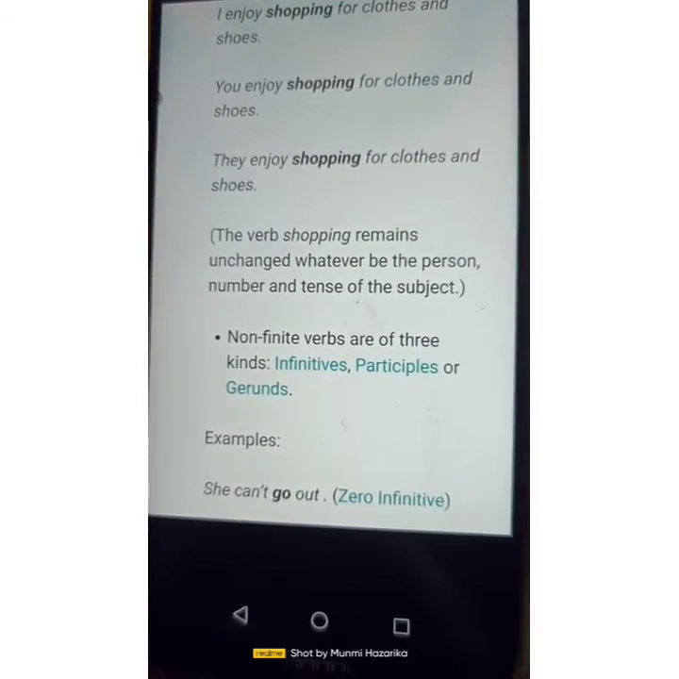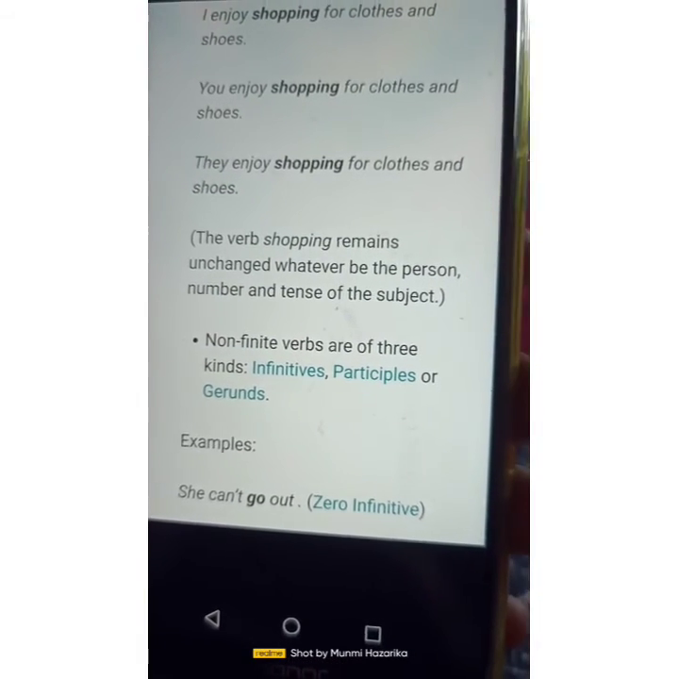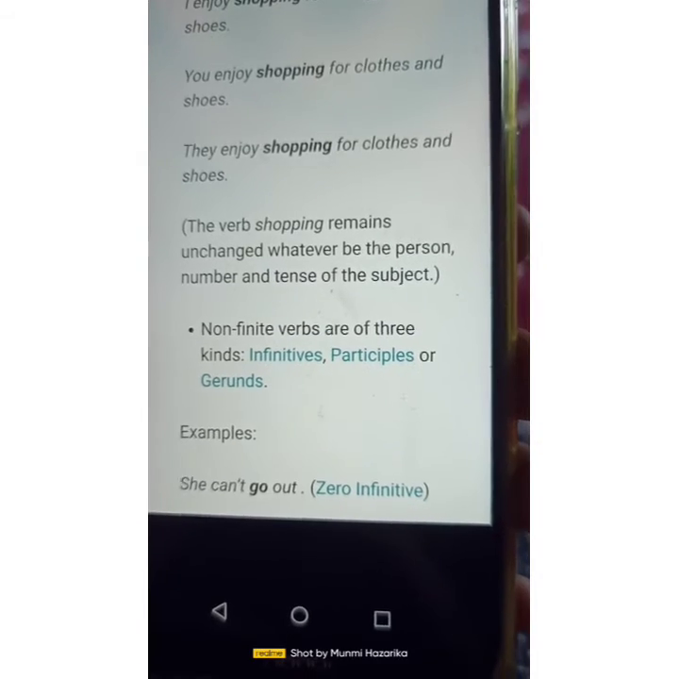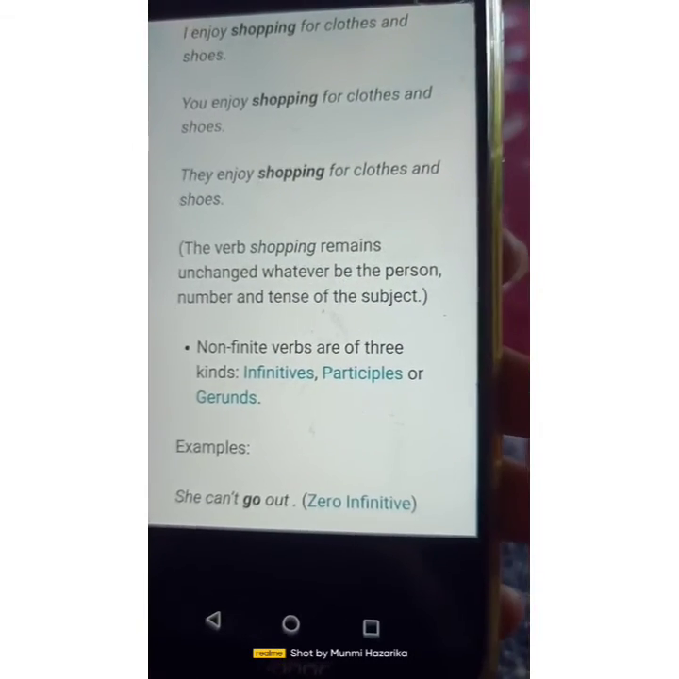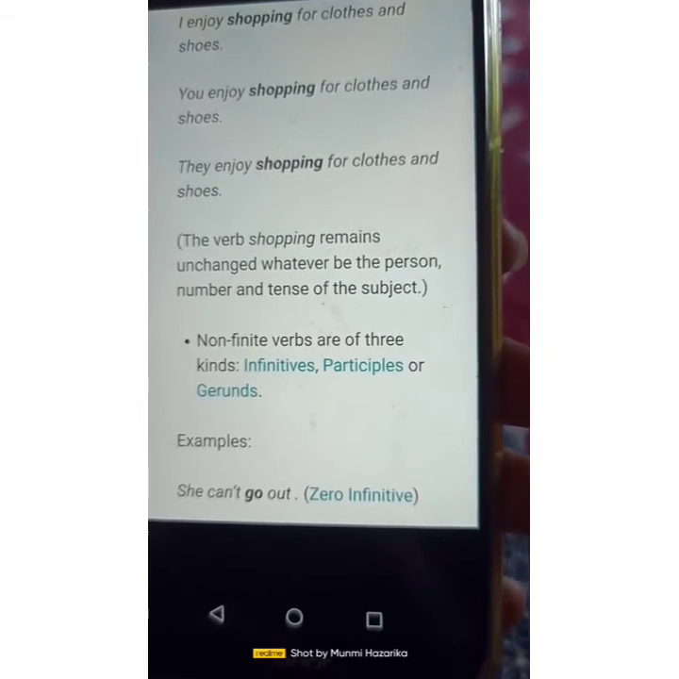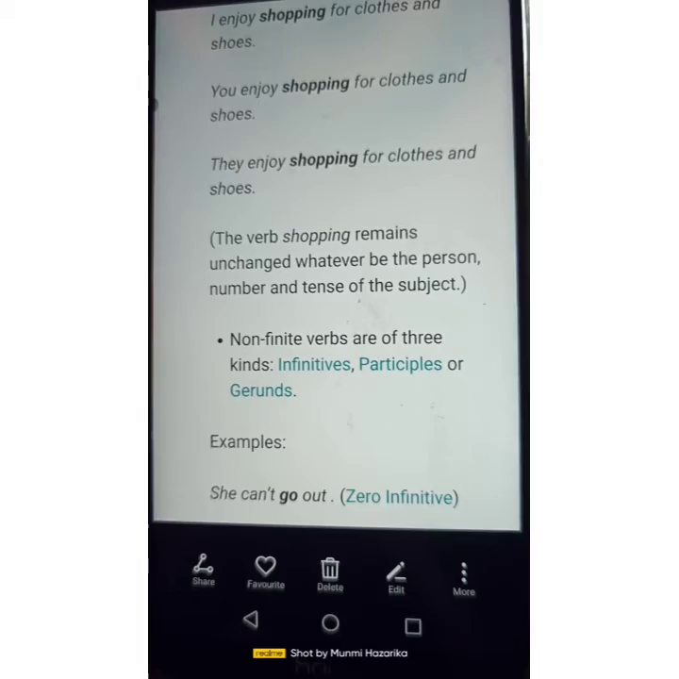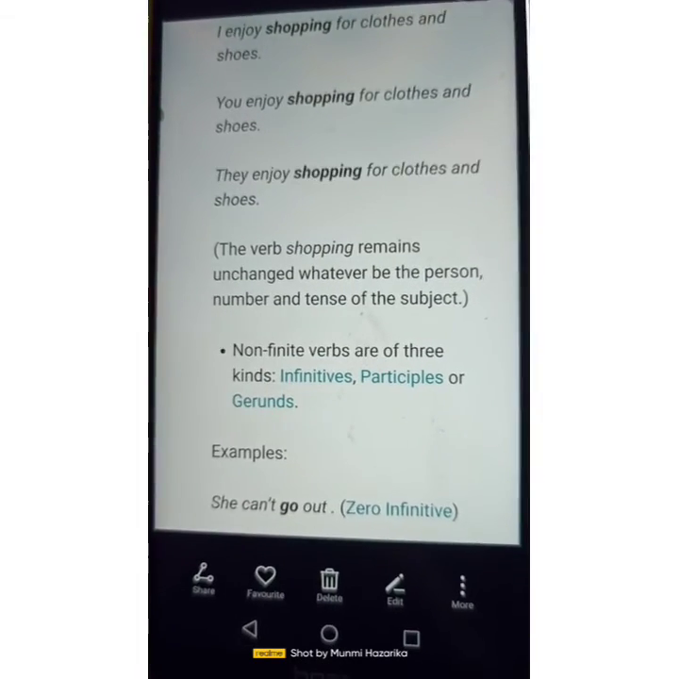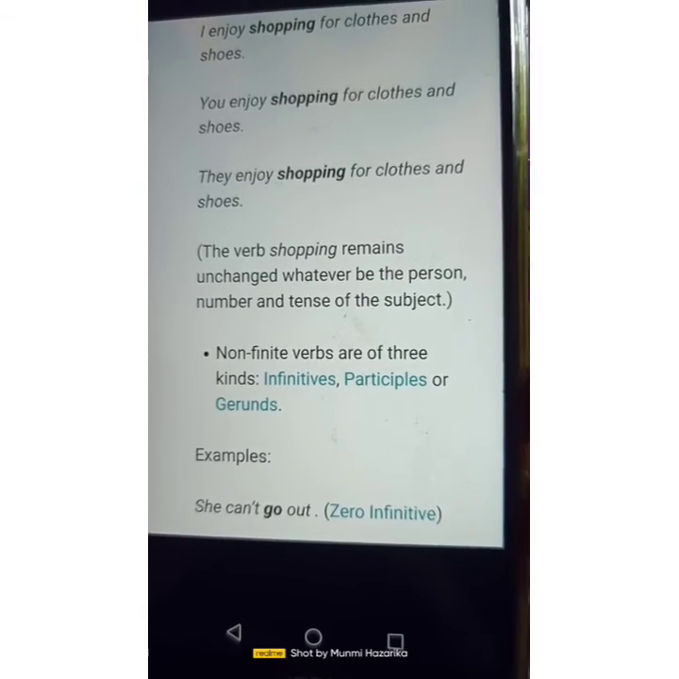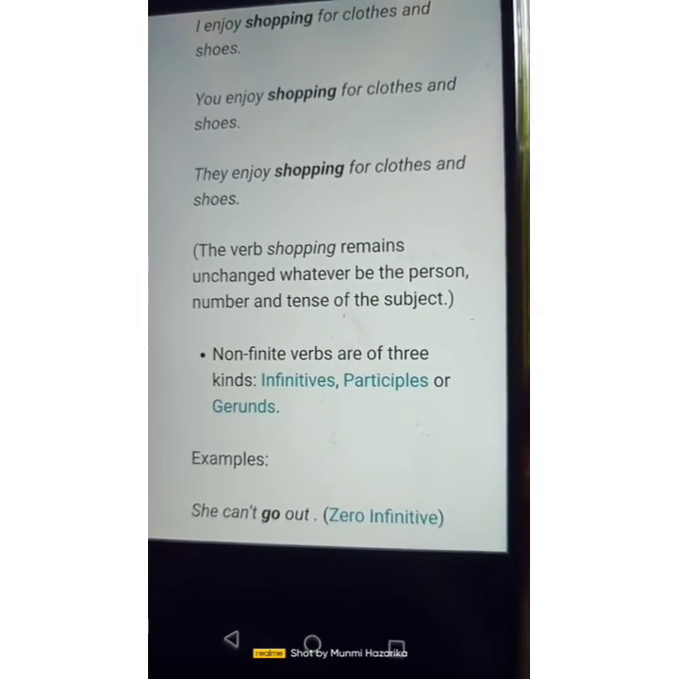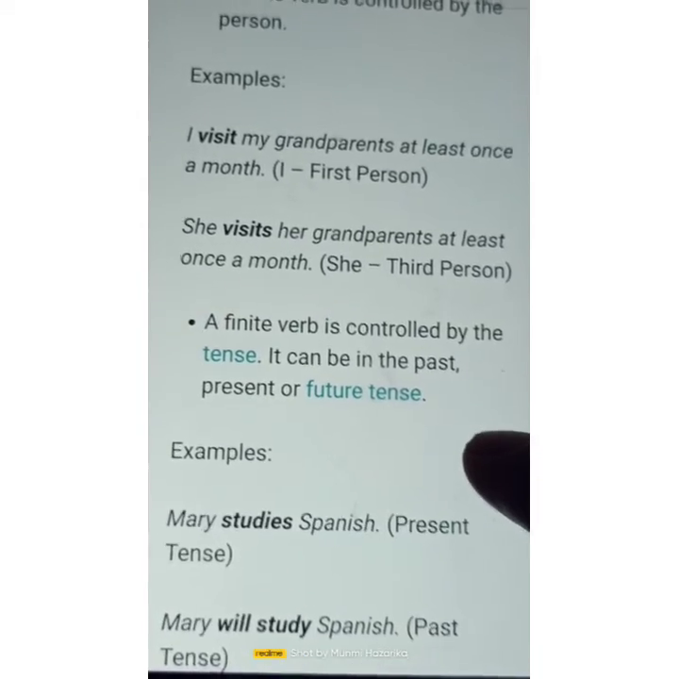Here are some more examples. I enjoy shopping for clothes and shoes. You enjoy shopping for clothes and shoes. They enjoy shopping for clothes and shoes. Here the verb shopping remains unchanged, whatever the person, number and tense of the subject. So these are examples of non-finite verbs.